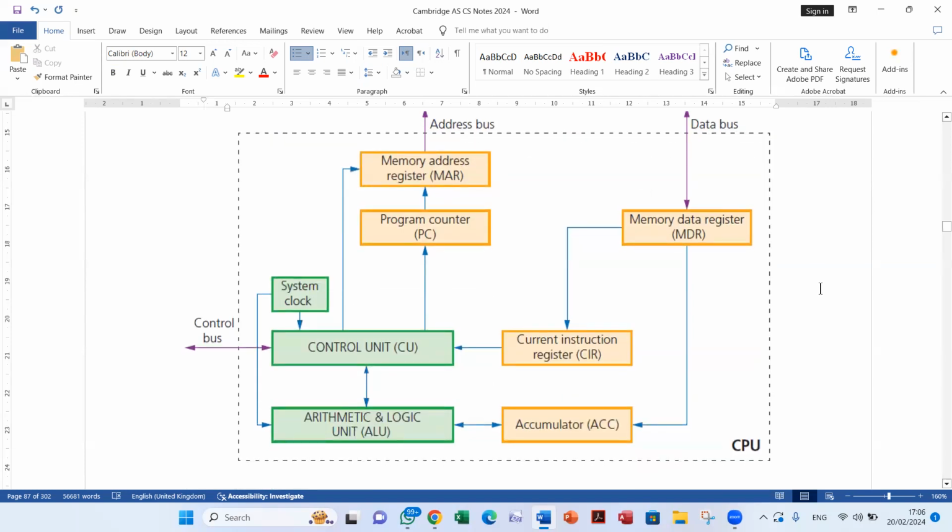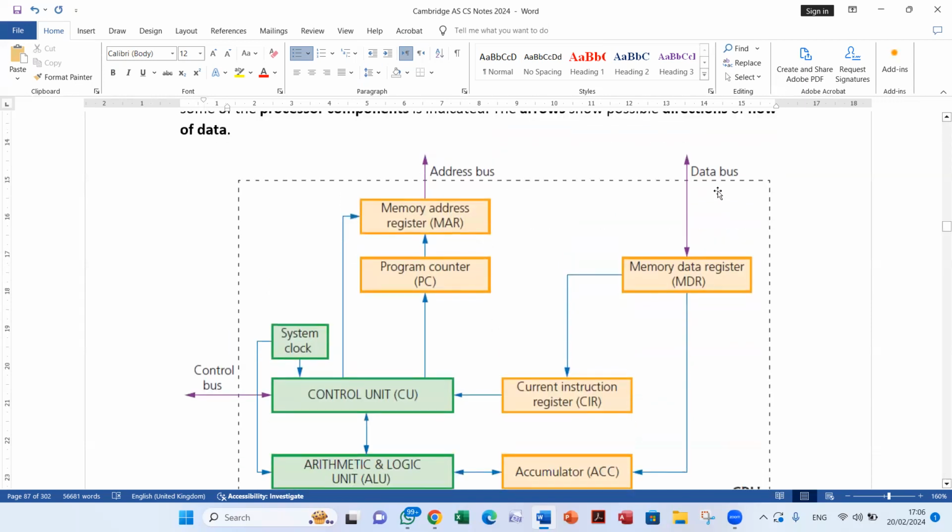To be honest, I copied this diagram from the O-level notes, or from the O-level textbook. So if you would like to refer to the O-level and revise that chapter, it would be very useful. Okay, let us try to explain.